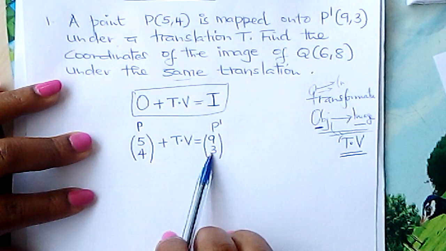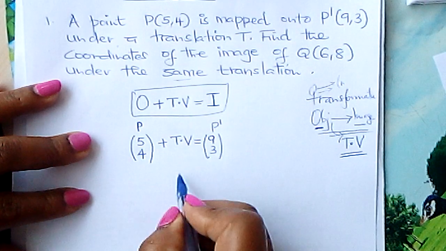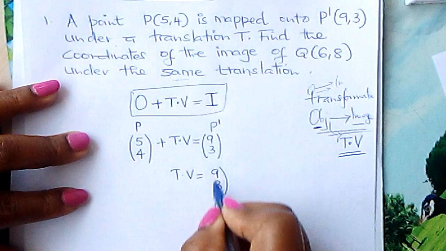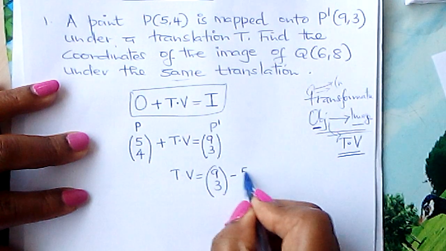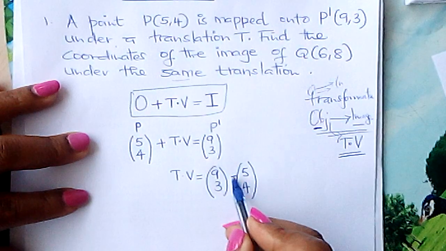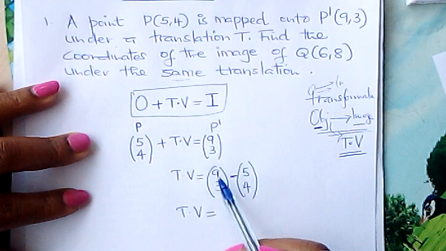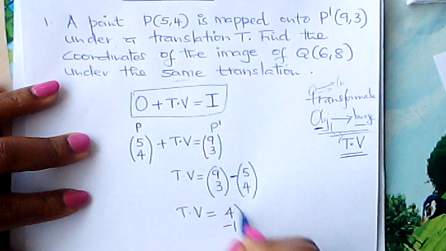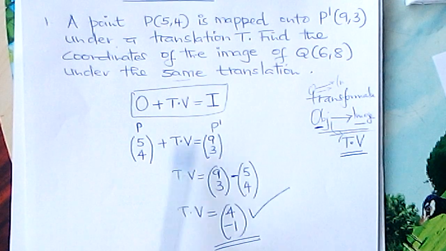So from this, learner, we should be able now to get our translation vector. So what is our TV? Our TV is equals to 9, 3, learner. Look at this. Then we take this vector to the other side. We subtract it like that. The sign changes. So taking this to the other side, it becomes negative there. So this gives us what, learner? Therefore, our TV is what? 9 minus 5 is 4. 3 minus 4 is negative 1. That is the translation vector that mapped the P onto P prime.